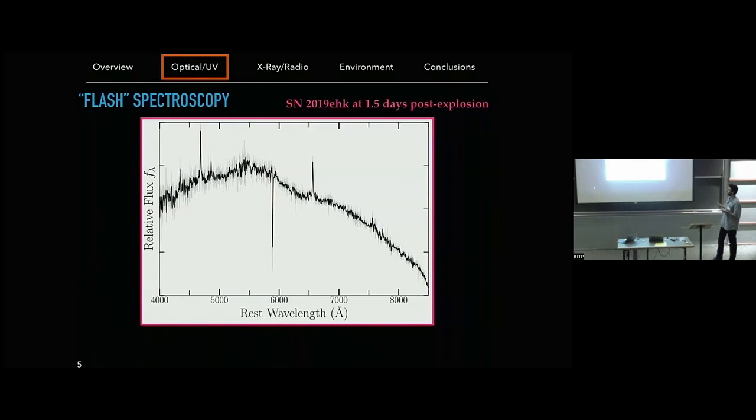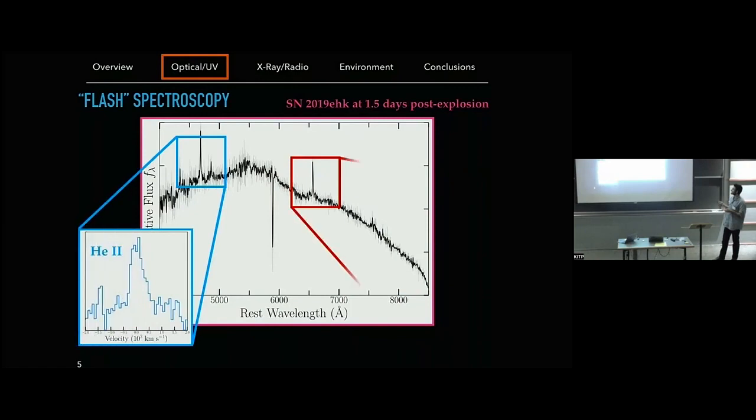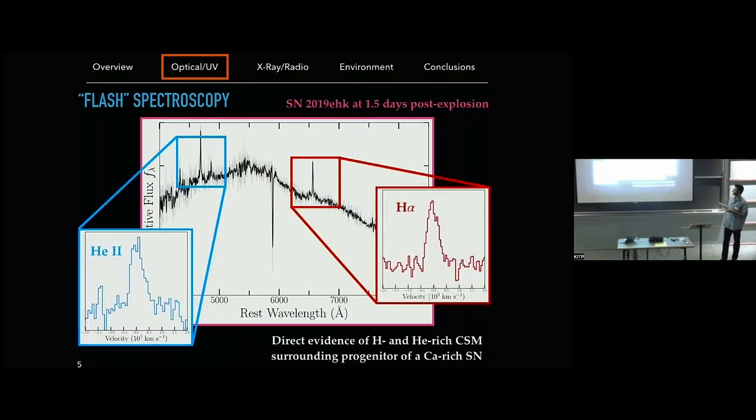We're able now, with calcium-rich events, to observe them in days of explosion. So this is 2019HK, which I'll talk about a lot today. And this is the most nearby event, so it was one of the earliest discovered events. We took a spectrum when it was first discovered in 2019. And what you may notice on top of this kind of reddened continuum is these narrow lines. So this is photoionized helium-2 and H-alpha.